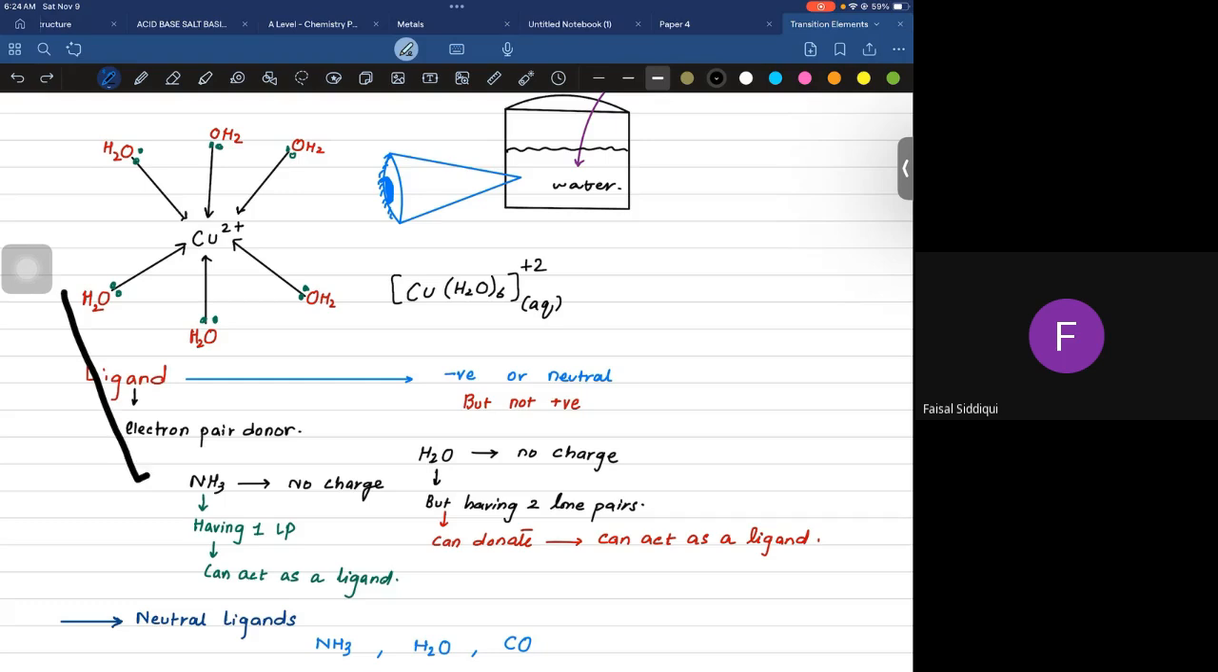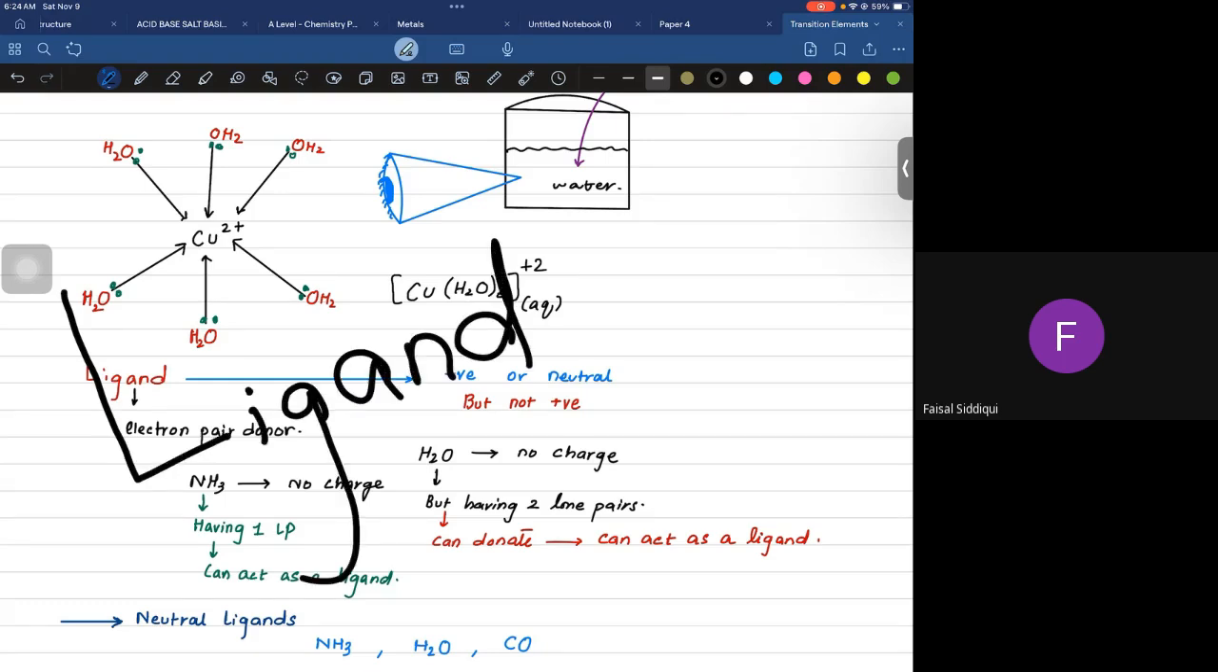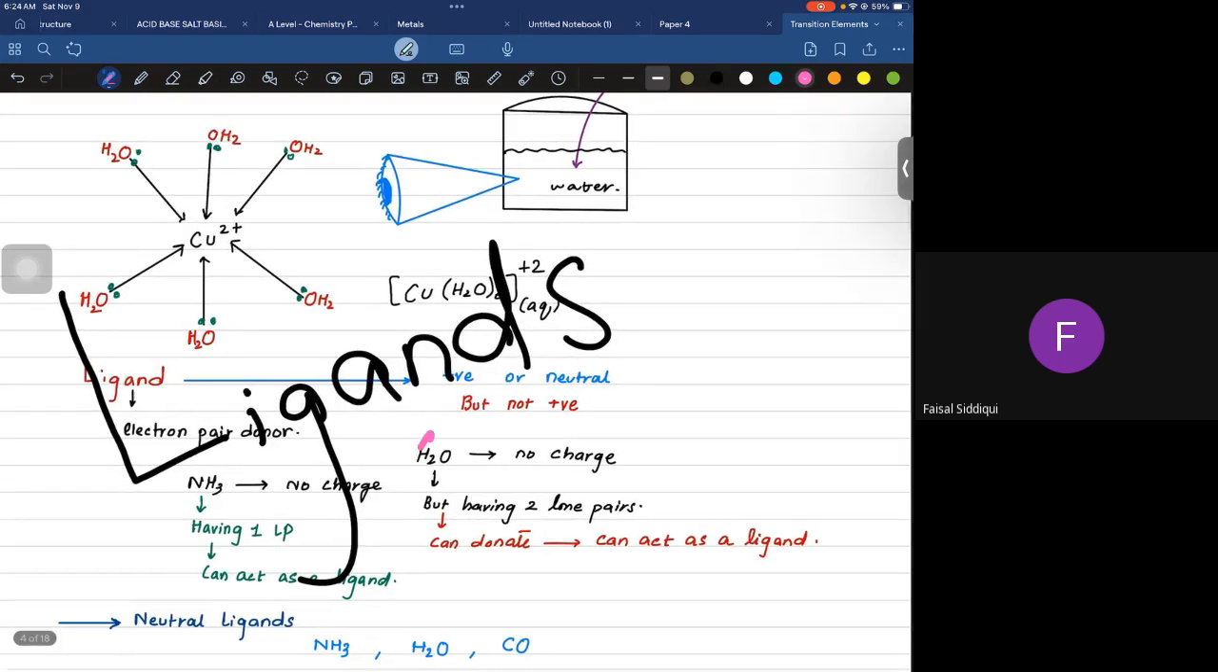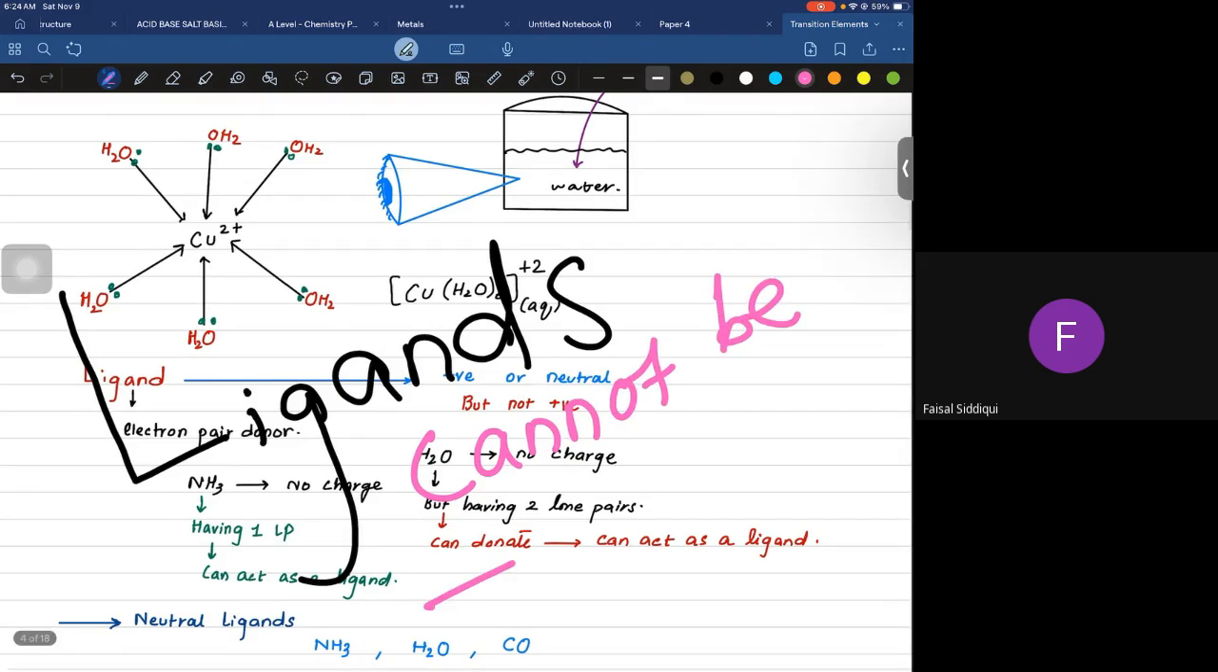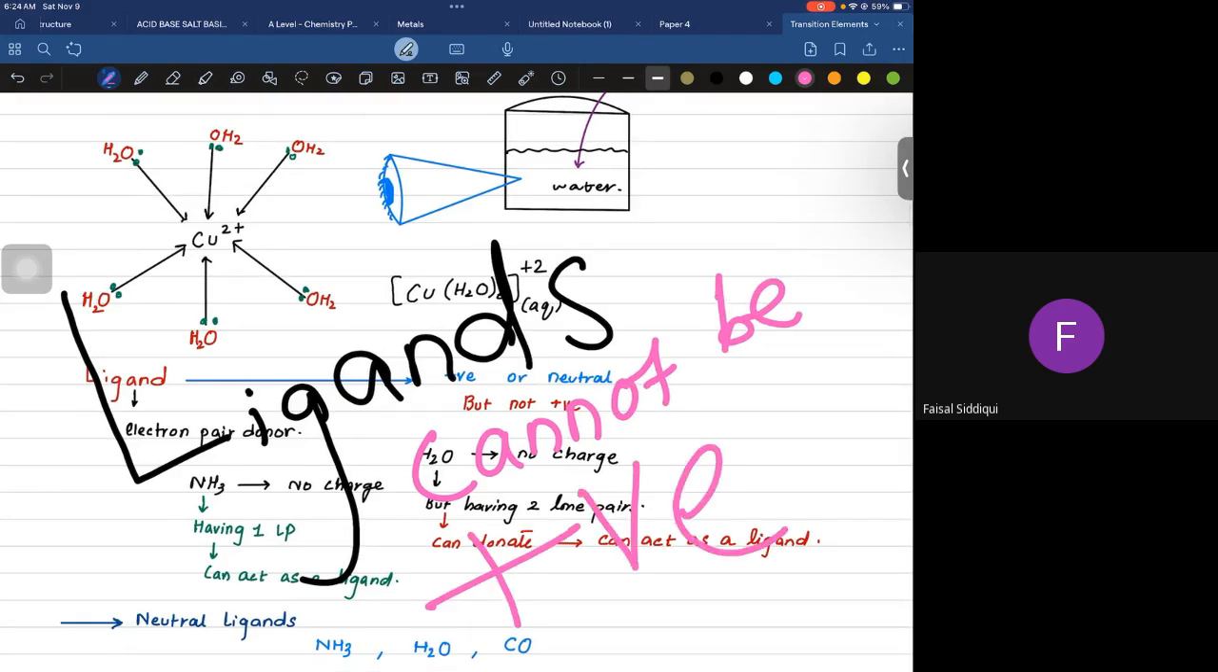Remember, ligands cannot be positive. Why? When something is positive, it means that it has no electrons. And if it has no electrons, how can it donate its electrons to someone else?